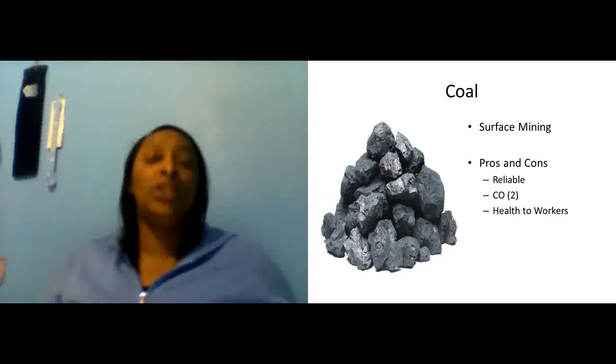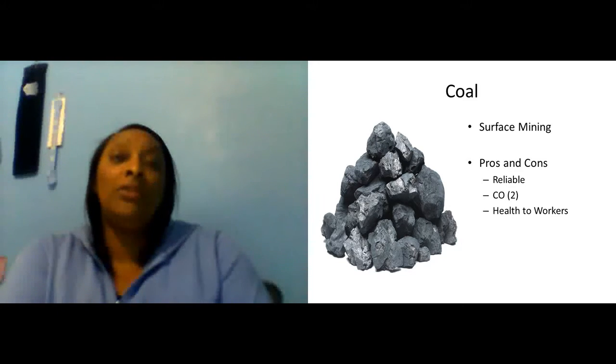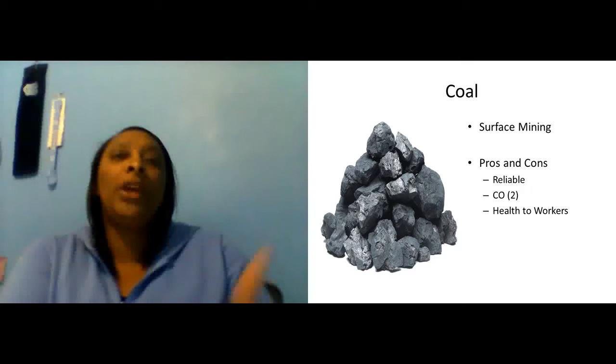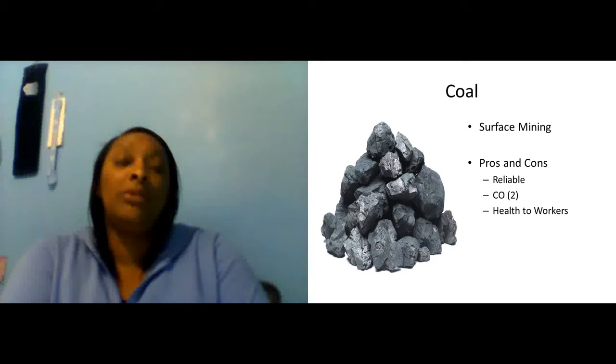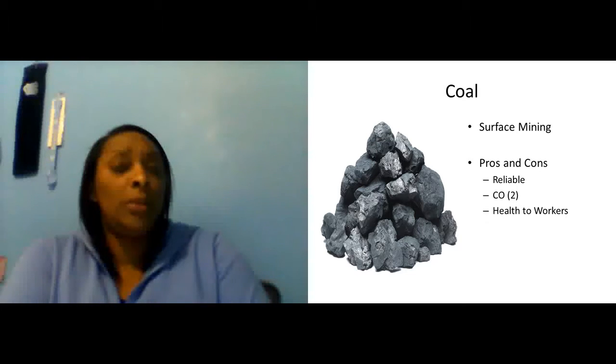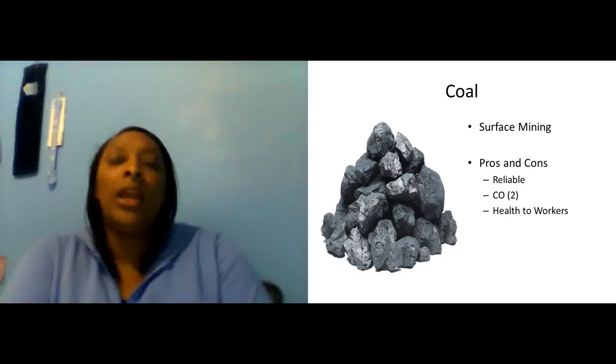Now, the advantages of using coal, it has changed over time, so we're better understanding how to use our coal. It's a very reliable source of energy. Now, it does emit CO2 emissions. Remember, CO2 is your carbon dioxide, so you're going to have some issues with that being a source of pollution as far as air pollution, and health to the workers.